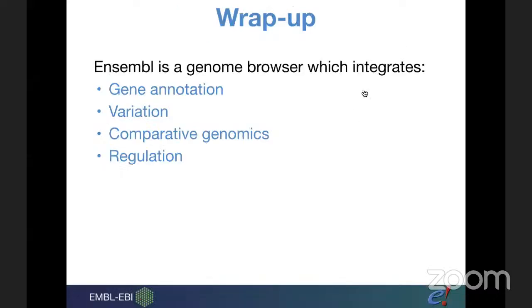Ensembl is a genome browser that integrates four types of data. We've spoken yesterday and today mostly about gene annotation, and I showed you a little bit of how you can get some of the variants to show up on your sequences, but we do have a lot more variation data in Ensembl. We also have comparative genomics, and we also have regulation data for mouse and for human if you are working with those.